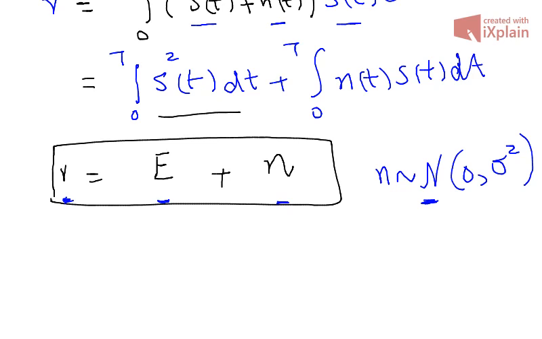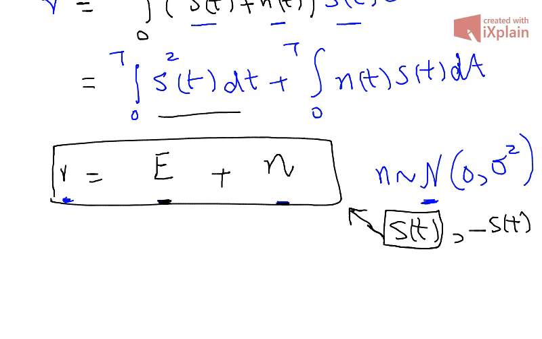Now if you observe here, your R is E plus N, right? So now keep in mind, we assume that we have transmitted S of t. So we get the value of R here when we transmit S of t. If we transmit minus S of t, then instead of E we would get minus E, right? So we are assuming that we have transmitted S of t, and we get the sample value R, which is equal to the energy of the signal plus noise term.